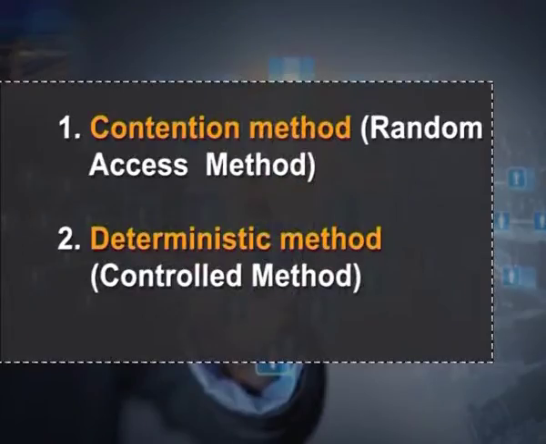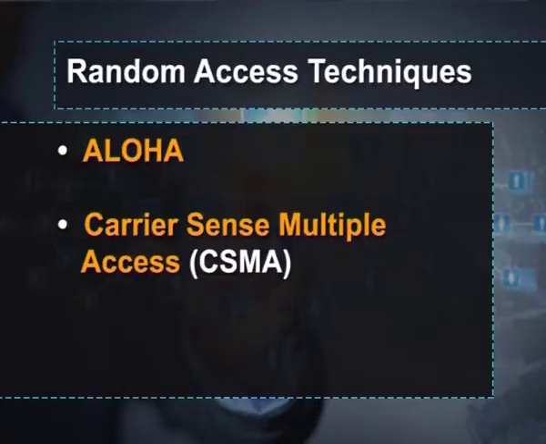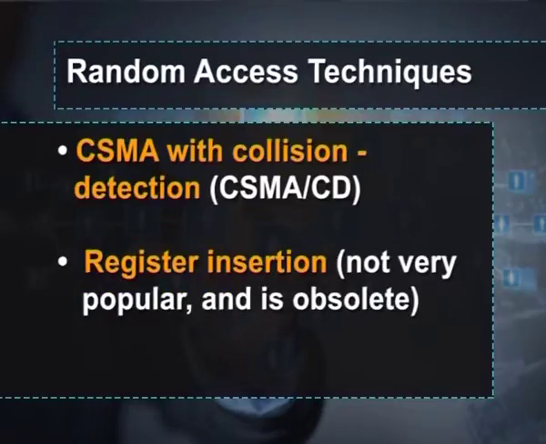Traffic asynchronous TDM is used. The asynchronous TDM mechanism is further divided into two methods: contention method or random access method, and deterministic method, which are also called controlled methods. Random access techniques are Aloha, carrier sense multiple access or CSMA, then CSMA with collision detection, which is also called CSMA/CD, and the last one is register insertion.